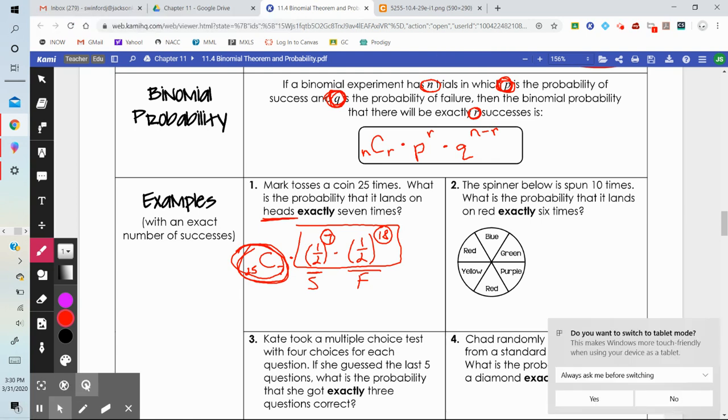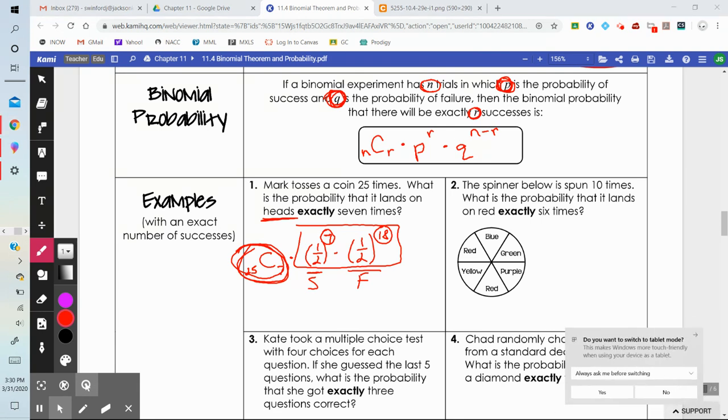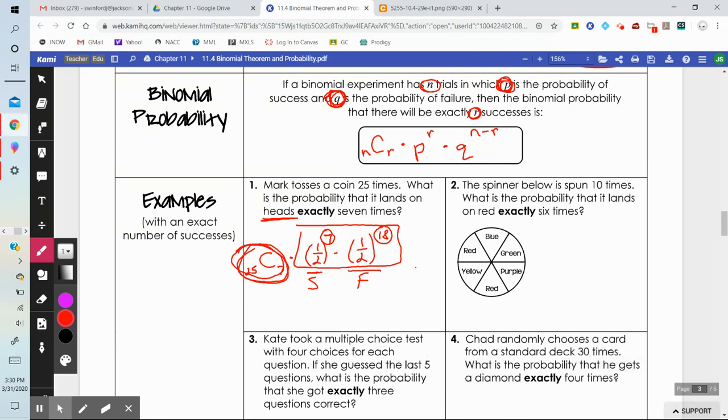And as I type that into my calculator, I get a value of about 0.0143. So we're going to move the decimal over twice, and that's going to be about a 1.4% chance of happening. So not very likely. If you toss a coin 25 times, it's not very likely that exactly 7 times you're going to get heads.